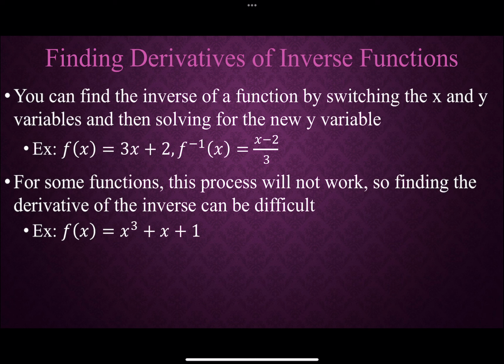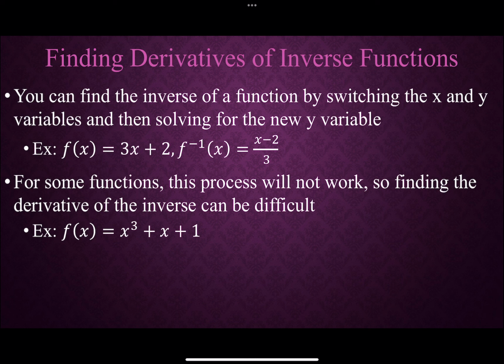Now, sometimes it's pretty easy to do that. Algebraically, finding the inverse of 3x plus 2 to become x minus 2 over 3 is pretty straightforward. It's just a matter of rewriting the function as y, switching x and y, and solving for the new y. This only works, though, if we're able to have a single variable that's solved for. If we have something like f of x is x cubed plus x plus 1, that process can be rather difficult, and at certain times just downright impossible.